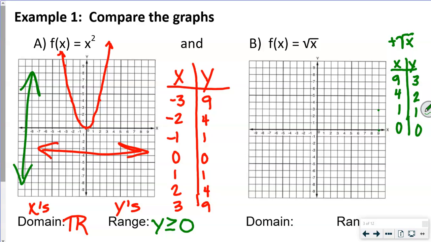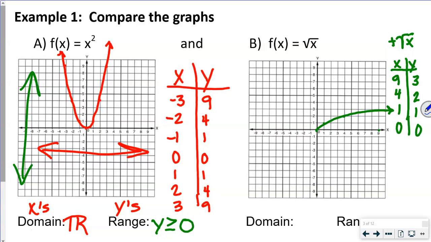When x is 4, y is going to be 2. When x is 1, y is going to be 1, and when x is 0, it's going to be 0. So this is the graph of the positive square root of x, okay?